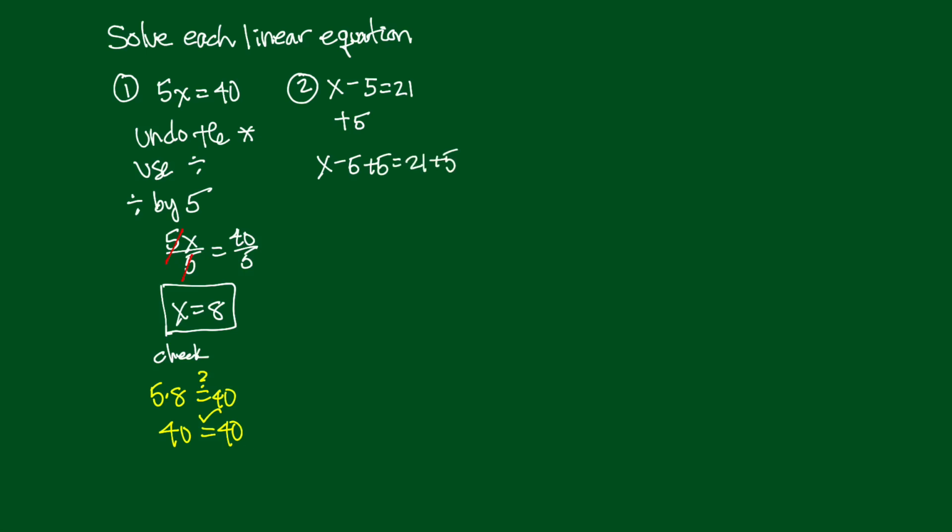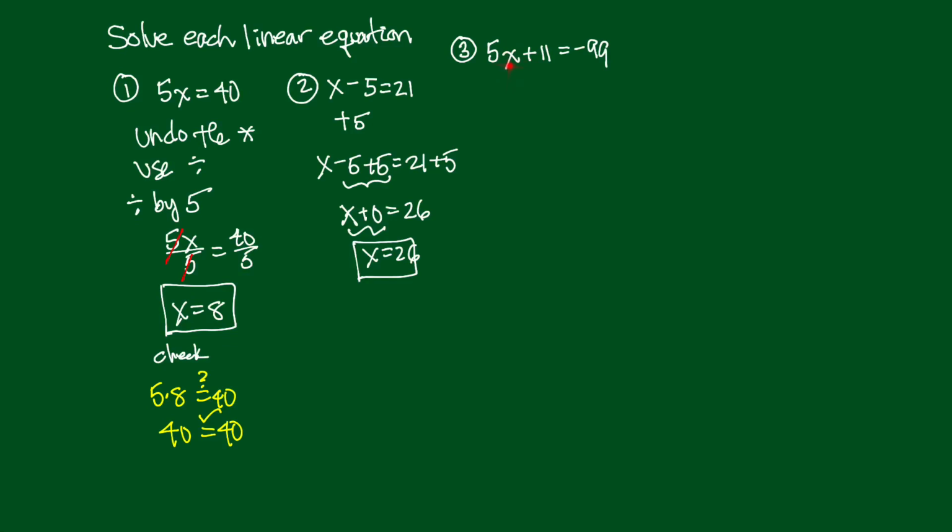Now I'm showing every step here. Negative 5 plus 5 is 0. That's not what I wanted to write. x plus 0 equals 21 plus 5 is 26. x plus 0, that's just x. Okay, and then we could check it, but I think I've got it here. x is 26.